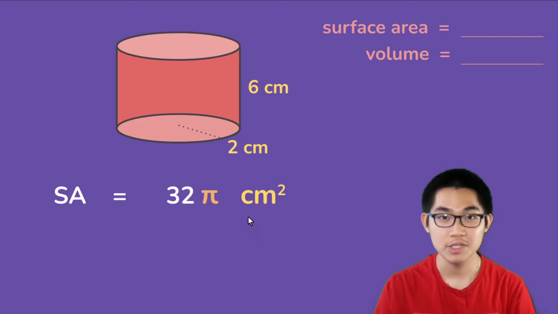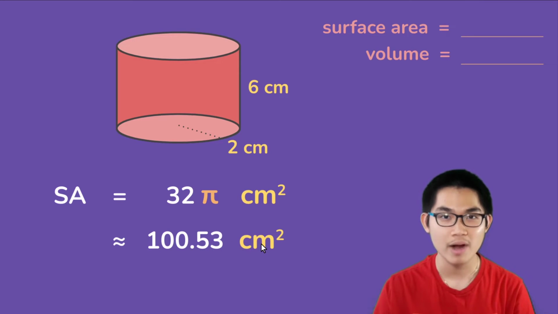And if you put this into a calculator, it gives you approximately 100.53 centimeters squared. And so that is our answer. The surface area of this cylinder is approximately 100.53 centimeters squared.